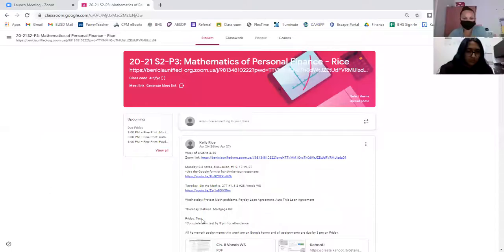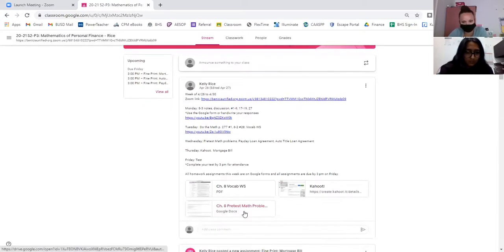Get started. So today we are going to finish the math for this chapter. It's called Pretest Math Problems down here, Chapter 8 Pretest Math Problems. I used to give a pretest with every chapter, and so that's where these come from. I figured we could use some more math work here. And then we have these two agreements that are homework that we will go over after.